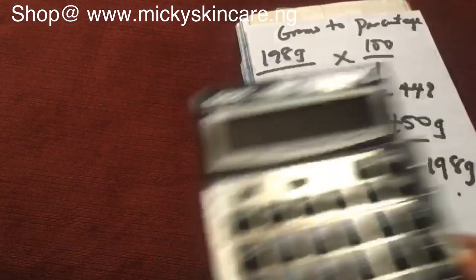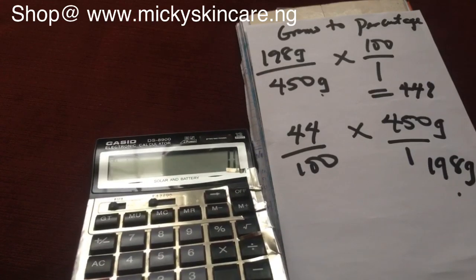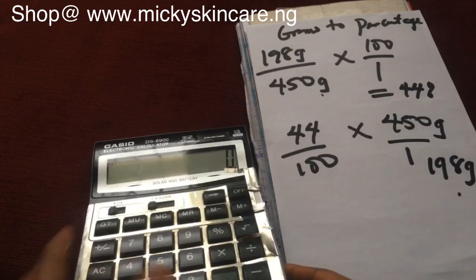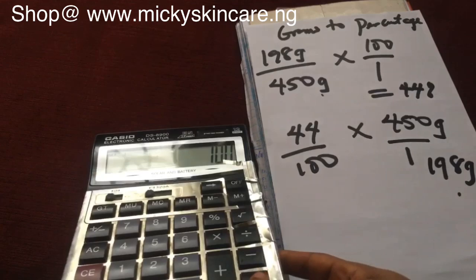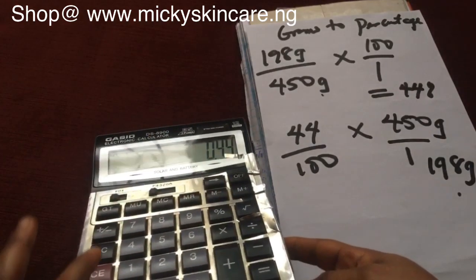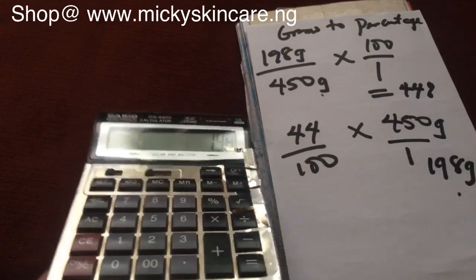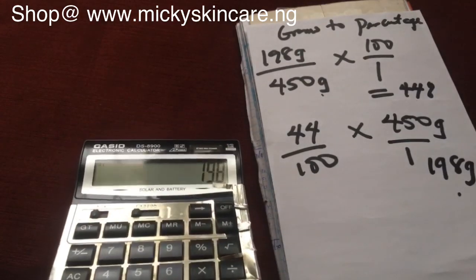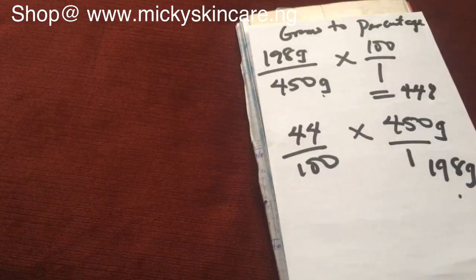Now to convert the 44% to grams, you say 44 divided by 100 will give you 0.44. 0.44 times 450 grams, which is the sum of all the quantity of the product, will give you 198 grams. This is where we got 198 grams. All right, it's not magic, it's a calculator. It's not even a scientific calculator. An ordinary calculator can do that for you. So that's how you'll be able to get your percentages as well as your grams.